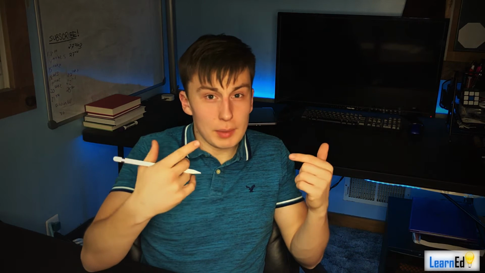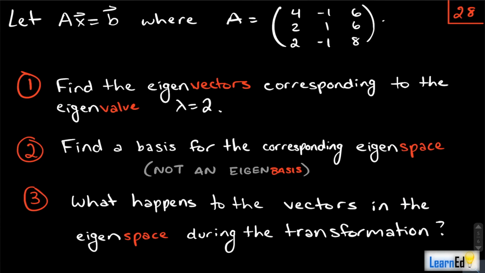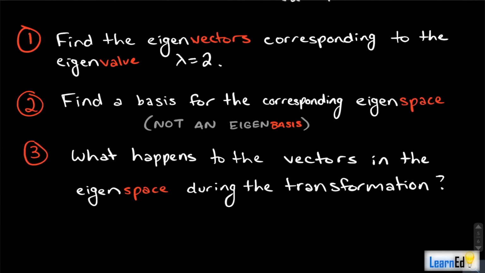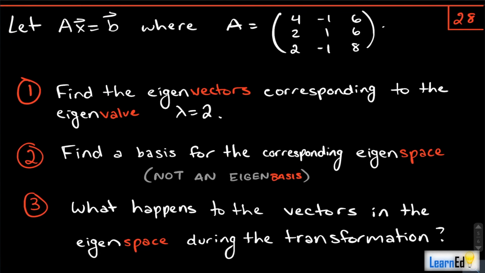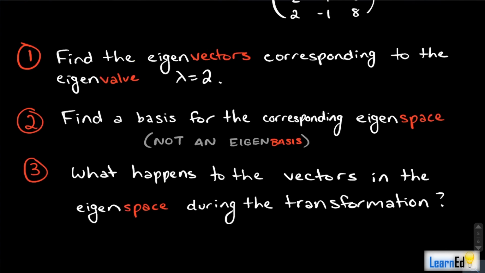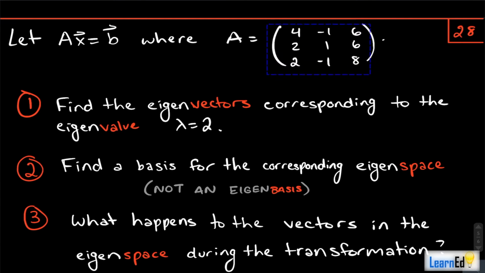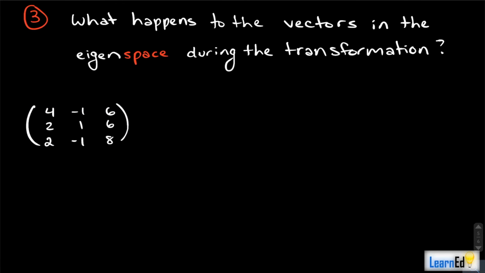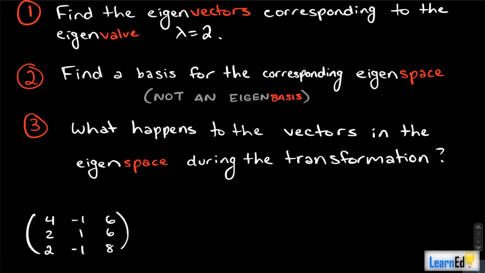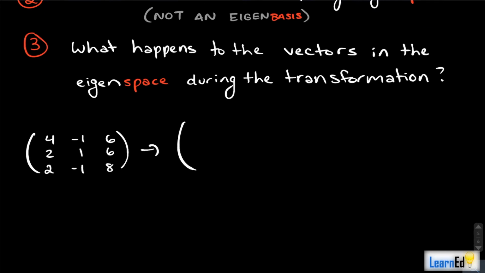But for the first problem, that should probably be the simplest thing, right? We want to find the eigenvectors corresponding to the eigenvalue lambda equals 2. So let's rewrite this matrix A. If we want to find the eigenvectors corresponding to this eigenvalue, what we're going to do is just subtract lambdas down the diagonal, right?